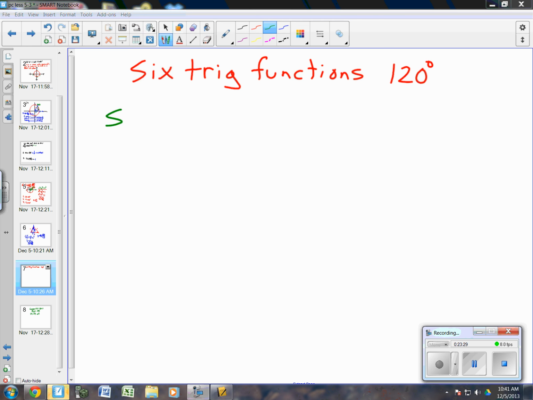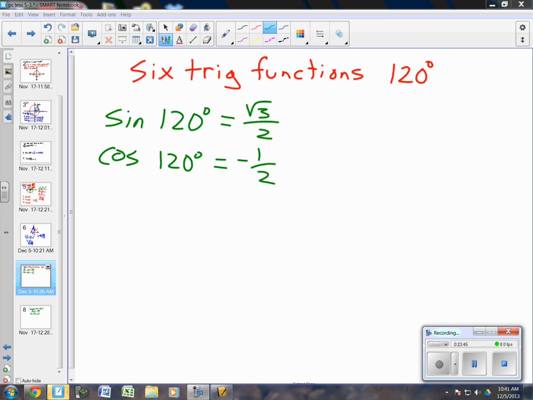Hey, you guys, what did you get for sine? Sine 120 degrees. Square root of 3 over 2? Okay, cosine, what'd you get? Negative 1/2.